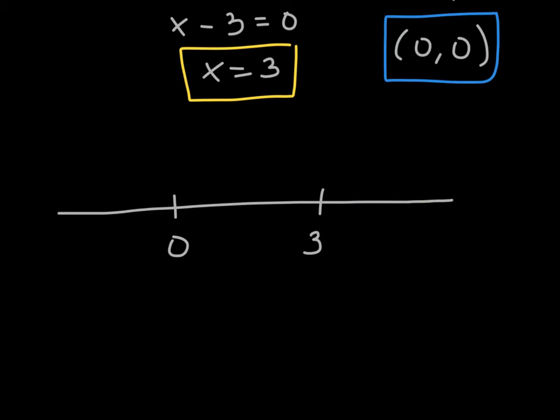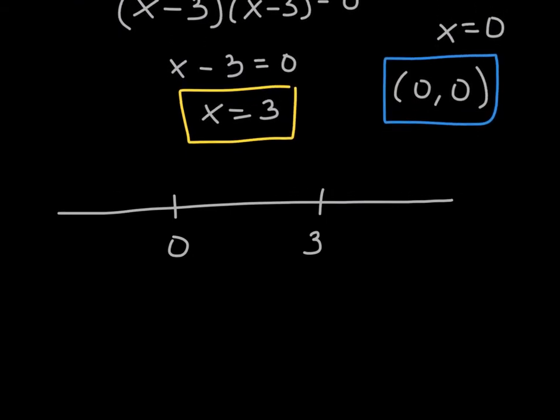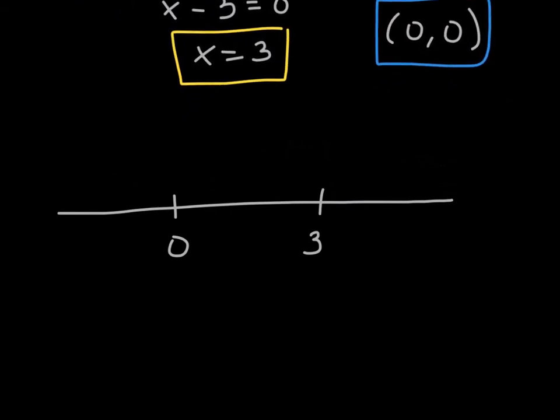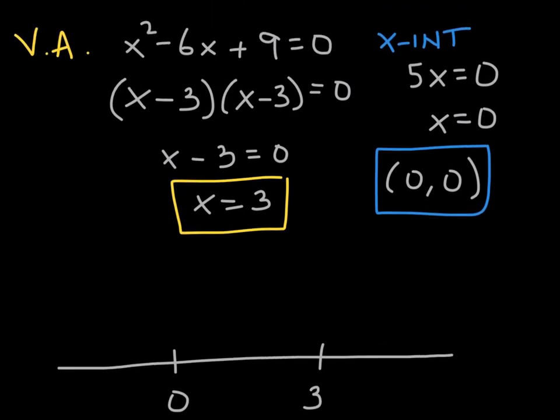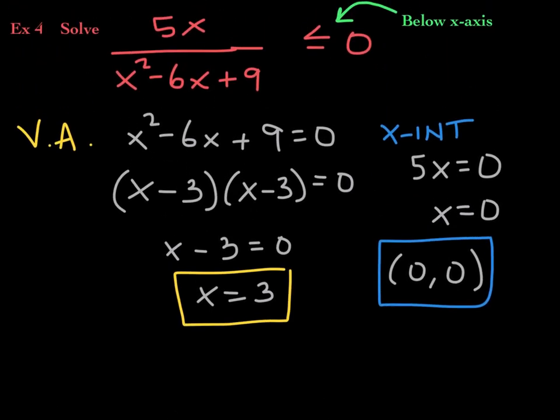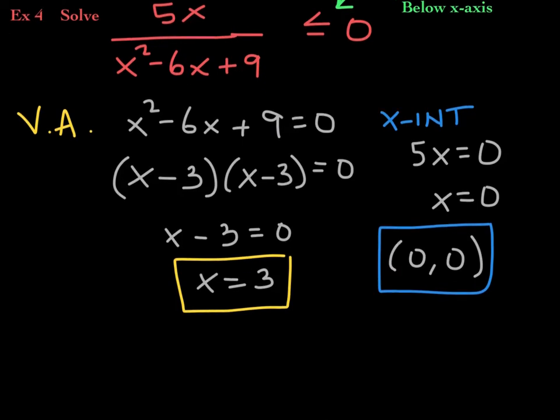Now, let us not forget the question. I'm going to scroll up on the page, okay? The question, and maybe it's worth writing down again. The question is, when is the graph below the x-axis? Now, remember, when you're looking for something that's below the x-axis, that means you're looking for something that is negative. Below the x-axis means you're looking for something that is negative. All right, so keep that in mind.